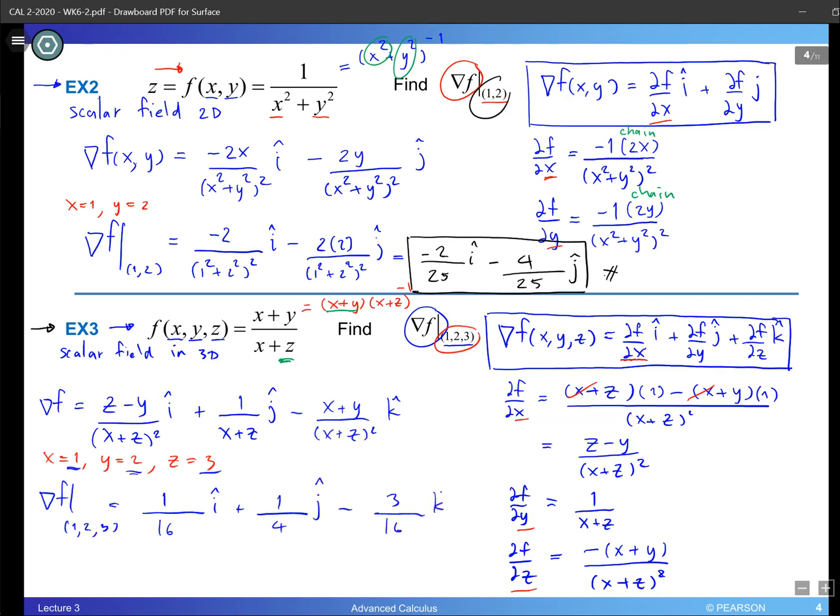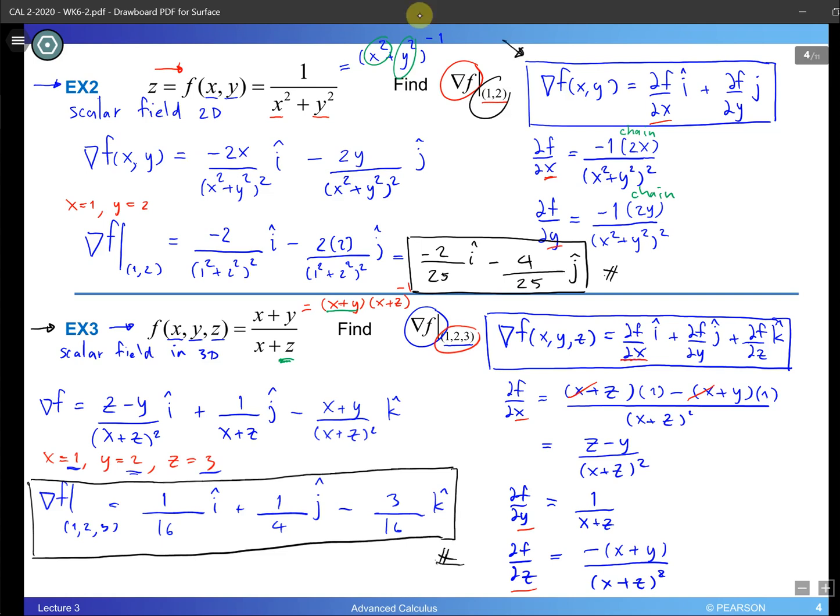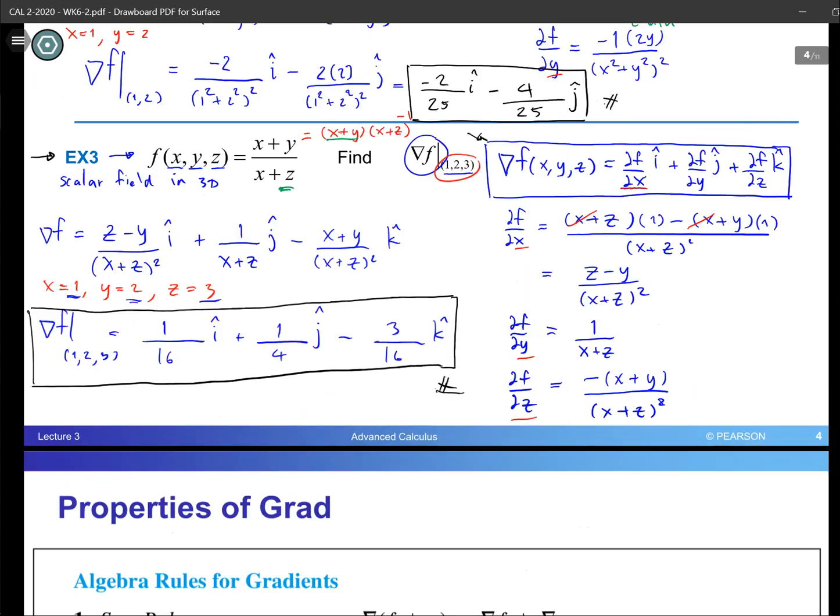And there you go. You have the answer for this example number 3 equal to 1 over 16i, 1 over 4j. Let's make a box around that for the final answer for this example. And the last component is minus 3 over 16k. That's it. In the end, it's just these formulas that we have to perform the calculation on. Now let's move to the next slide.